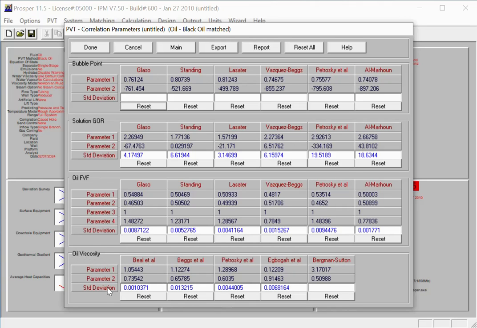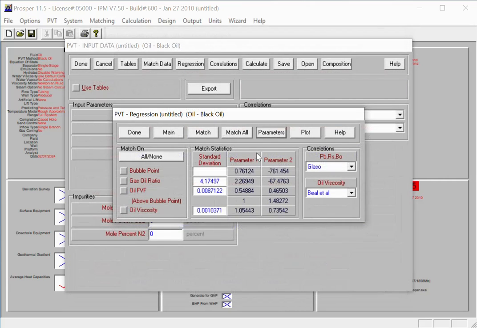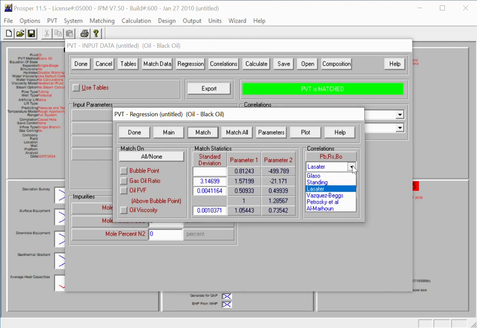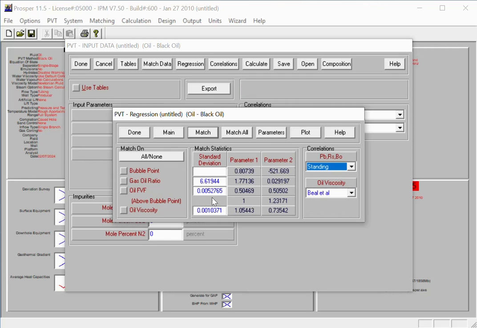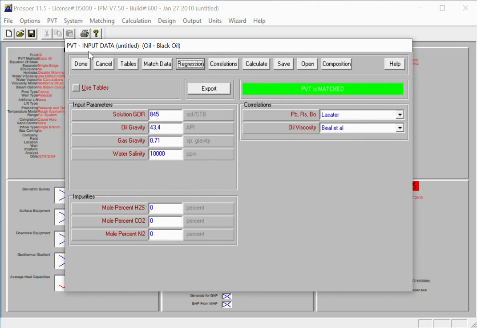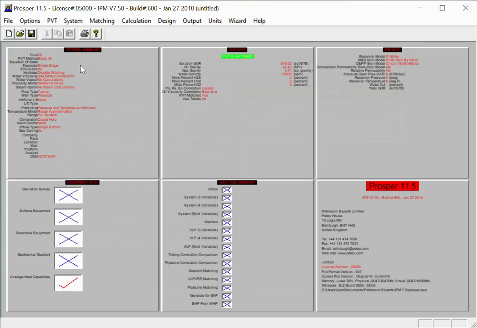Then for the oil viscosity, I think VL et al is giving us the lowest, followed by Bex et al. So I'll use VL et al. So you can just come here and choose your correlation. I'm going to use Lasetta for these and VL et al for this. You can also confirm the values from here. So if you change this to, let's say, Standing, the values here change, so you can choose them from here without having to go to the parameter section. Okay, that's all I've got on PVT matching, and then we can proceed.